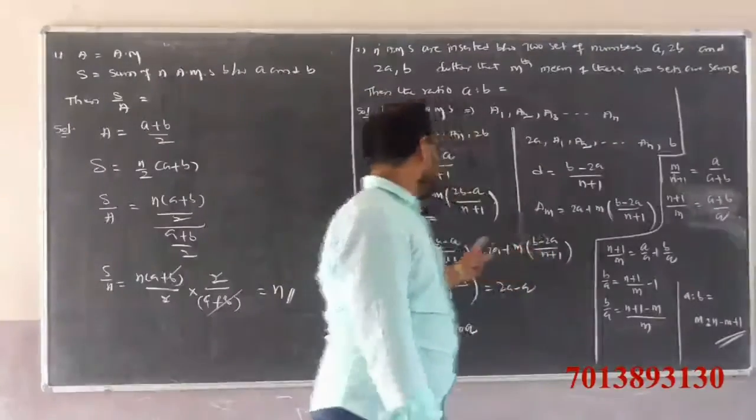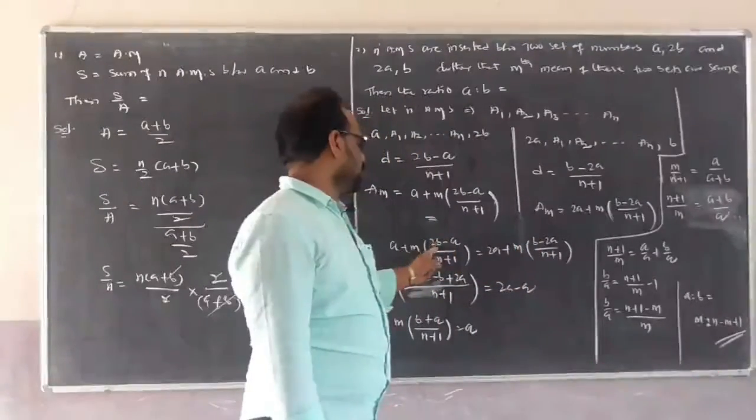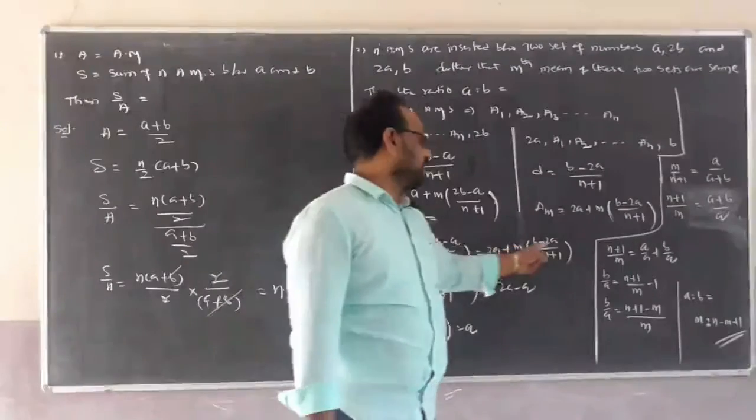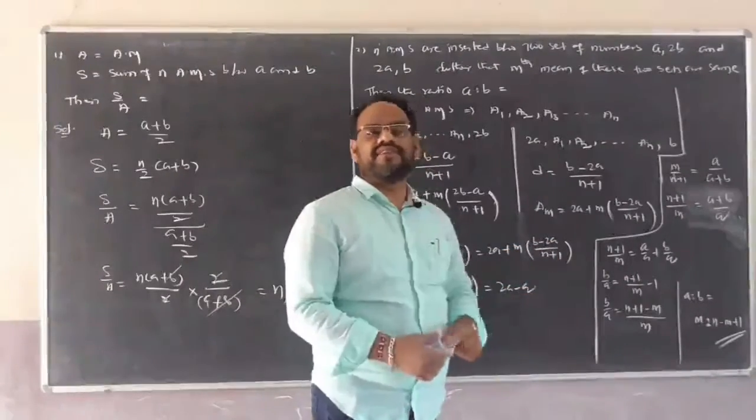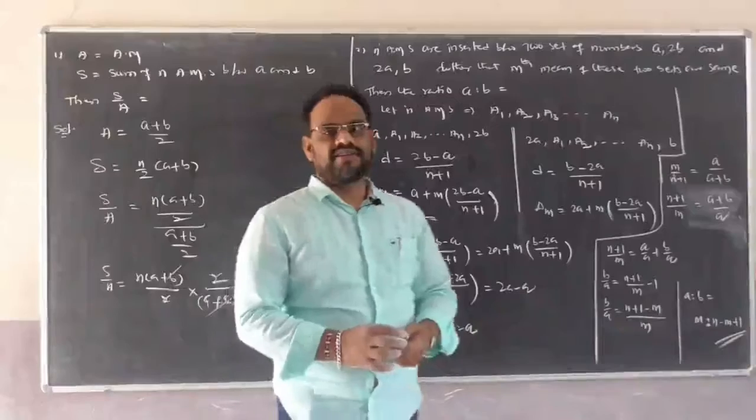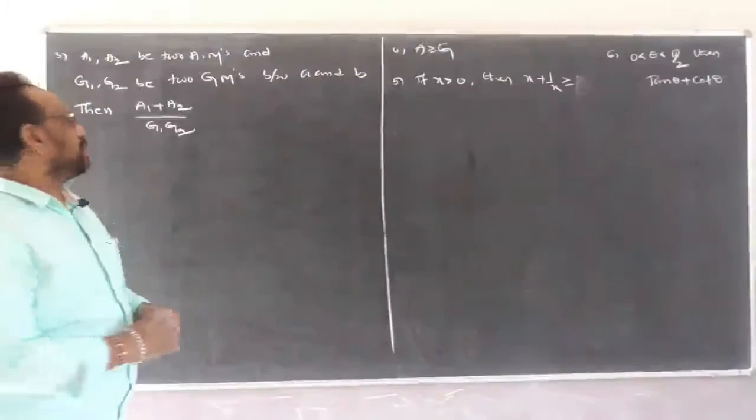So, here the common difference is (B minus 2A) by (n plus 1), and here also (B minus 2A) by (n plus 1). Then the nth means are equal. If you equate the means, we get their ratio. Next, let us run the third problem.